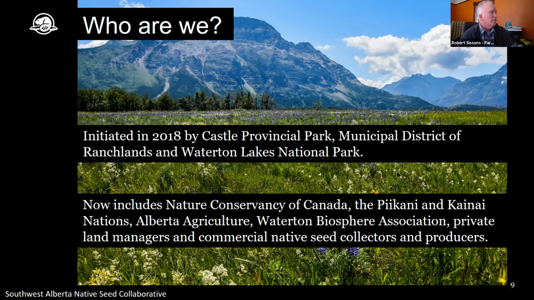We've now expanded our membership to include the Nature Conservancy of Canada, which controls a fair amount of land in this area. We have nations, the Piikani and the Kainai nations, Alberta Agriculture, the Waterton Biosphere Association, and we have private land managers and commercial native seed collectors and producers. So we have a great foundation. The right people are at the table. A diversity of minds and thoughts are there.